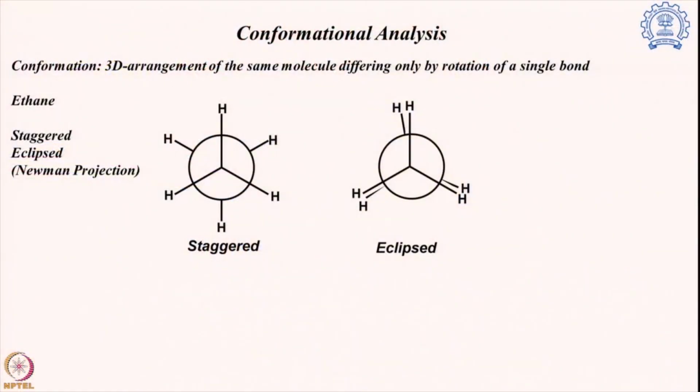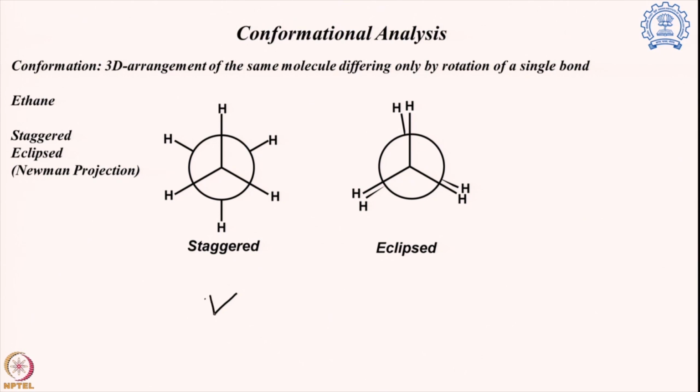Now going to the next section, we also look into the conformation of different molecules. What is conformation? Conformation means how a molecule is connected through different bonds, and if I rotate only a single bond, I go to a different orientation of the same molecule without changing the absolute configuration. That is known as conformation. So take an example, ethane. Ethane is a molecule like this.